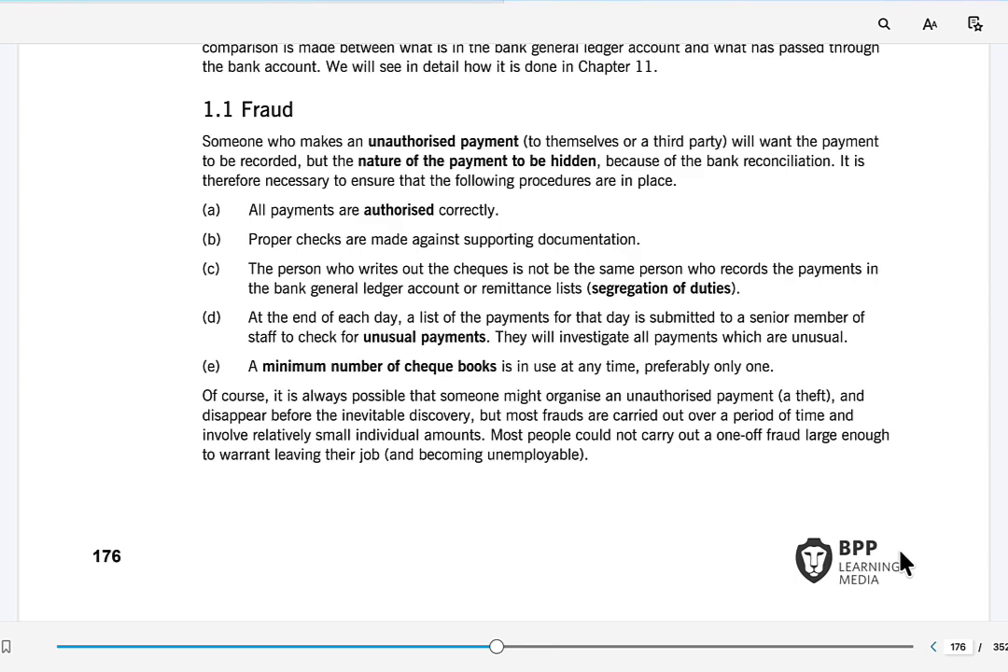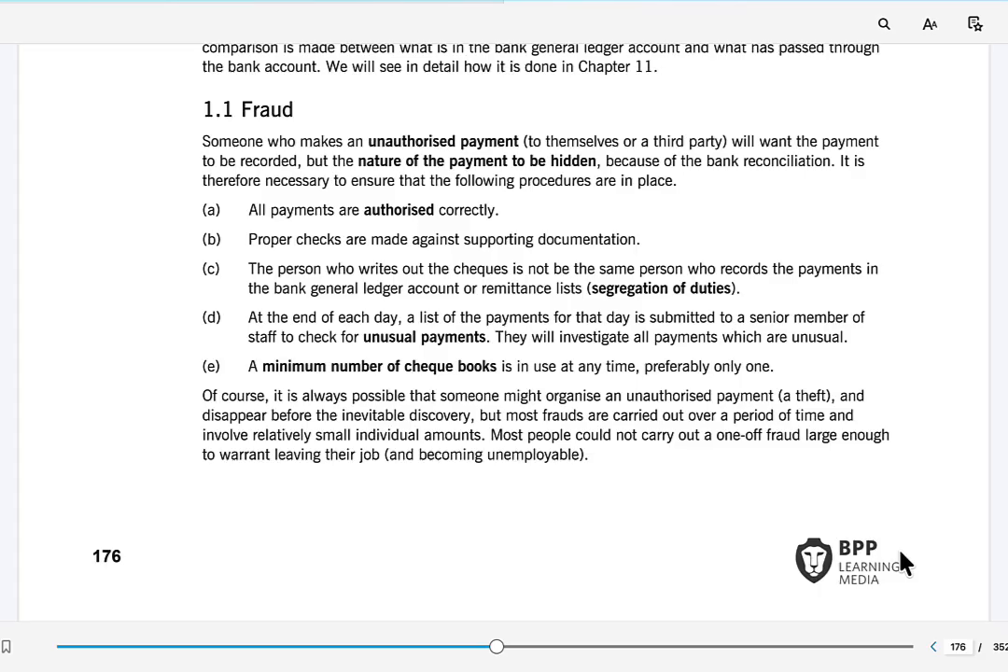But with controls, this is what happens. The payment must be authorized. So a manager asks, who is this supplier? Then they check the purchase order. No purchase order exists. They check delivery records. No delivery exists. The invoice fails the checks, so payment is rejected. That is how controls stop fraud.